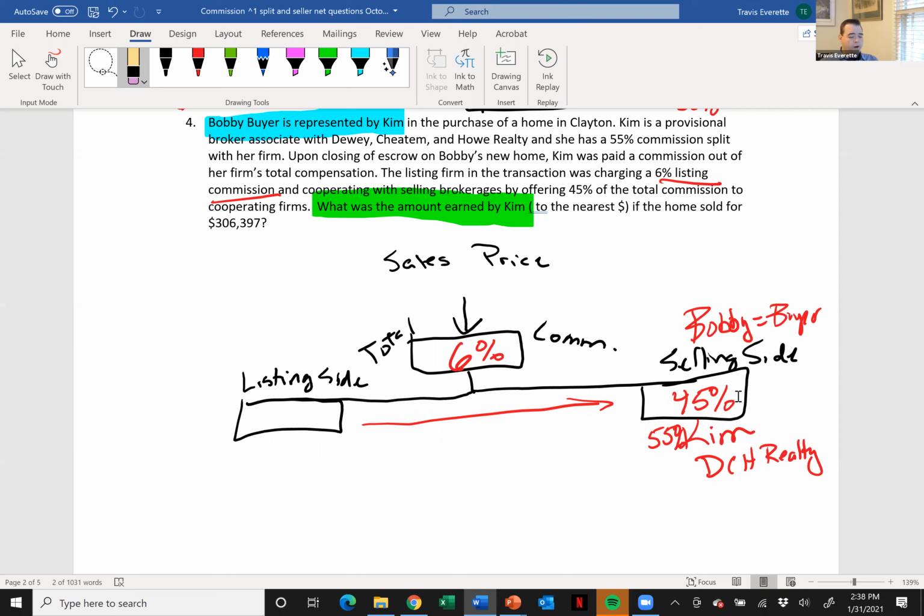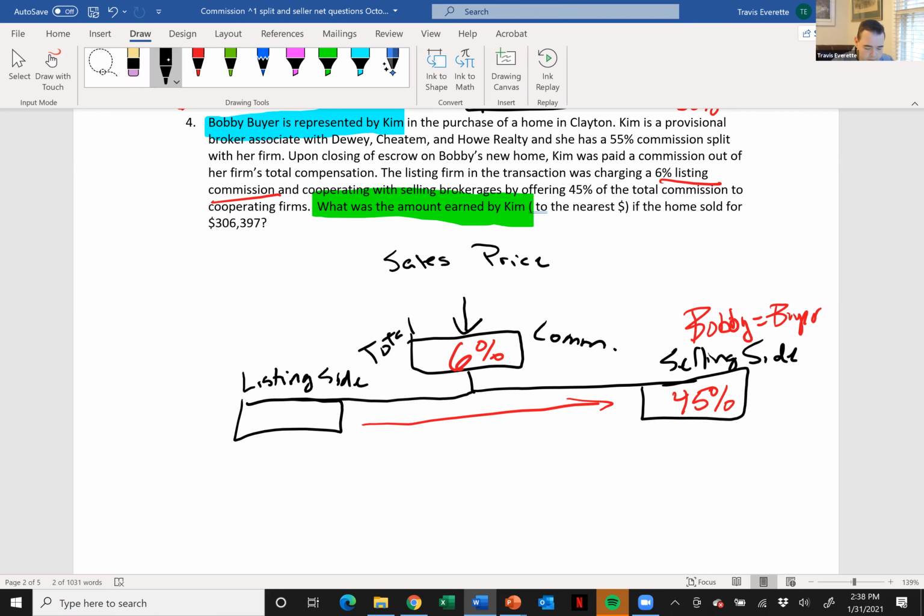So we've already got Bobby the buyer over here on the selling side. We got that labeled correctly. Okay. It says Kim is a provisional broker associate with Dewey, Cheatham, and Howe Realty, and she has a 55% commission split with her firm. Big number. Big number tells me I need a big tree. My tree's not big enough. Let me get rid of what I've got right here, and let's get this tree as big as we need it to be.